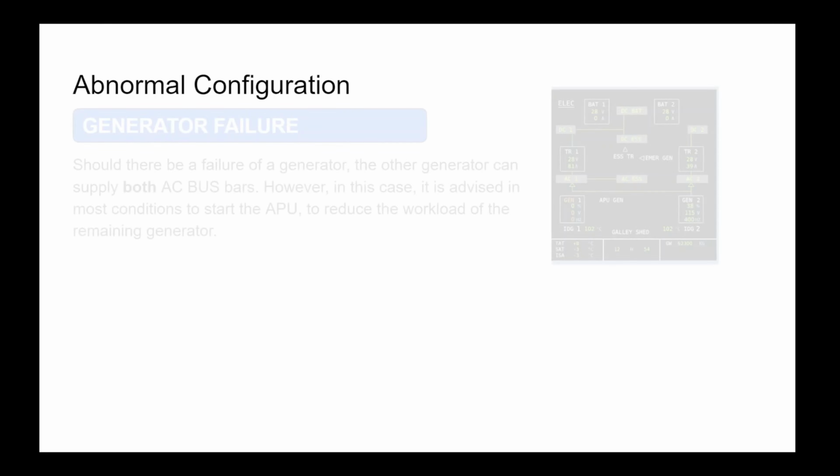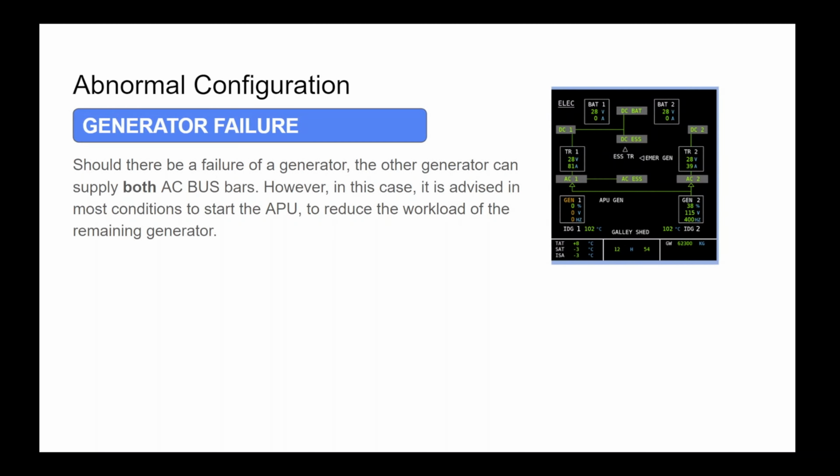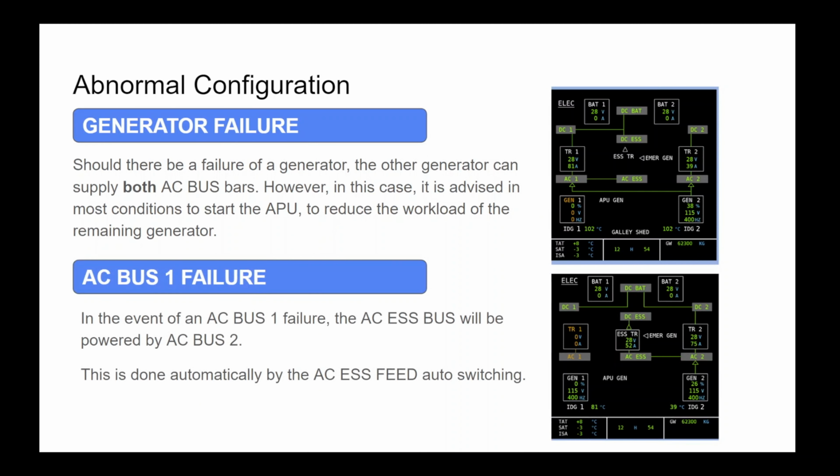The electrical configuration will change depending on the failure that has occurred. Should there be a failure of a generator, the other generator can supply both AC bus bars. However, in this case, it is advised in most conditions to start the APU, to reduce the workload of the remaining generator. And in the event of an AC bus 1 failure, the AC essential bus will be powered by AC bus 2. This is done automatically by the AC essential feed auto switching.